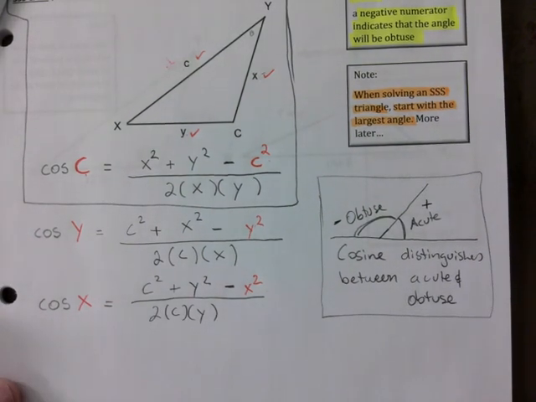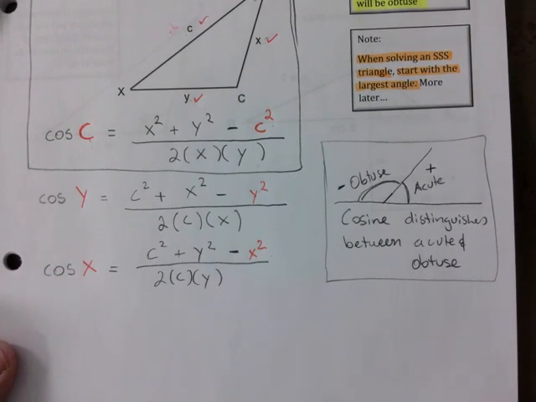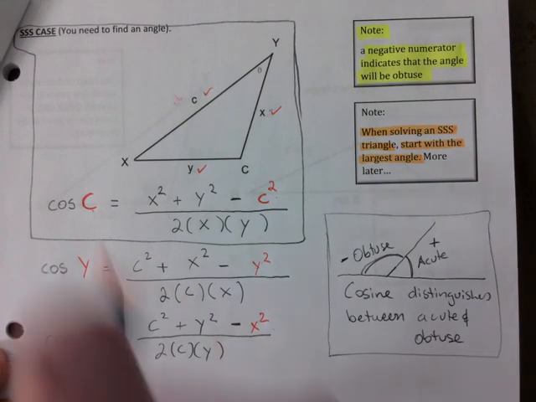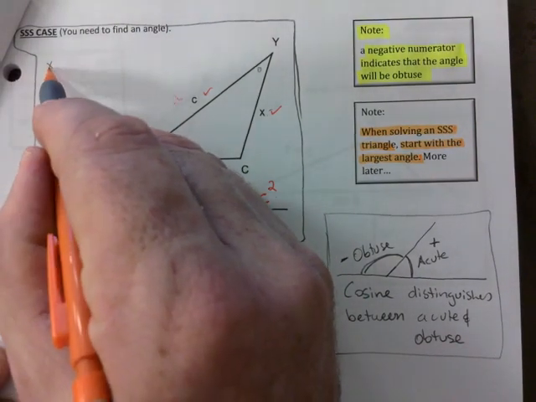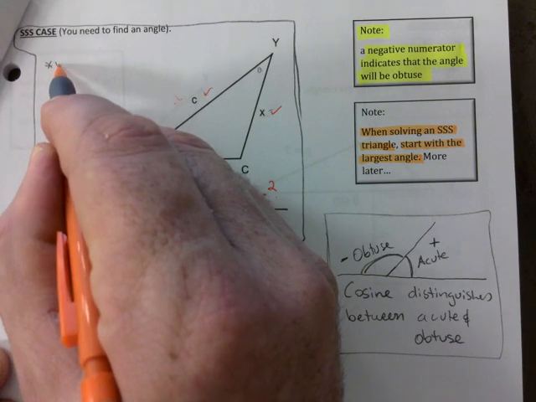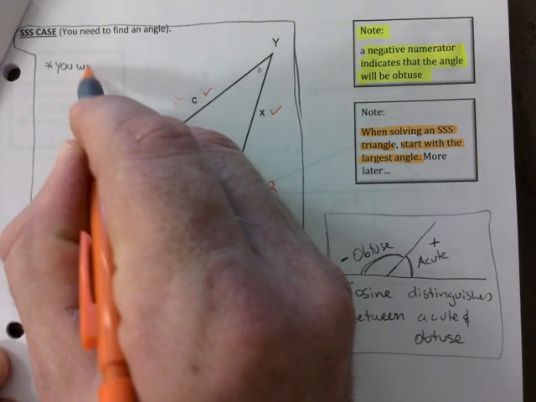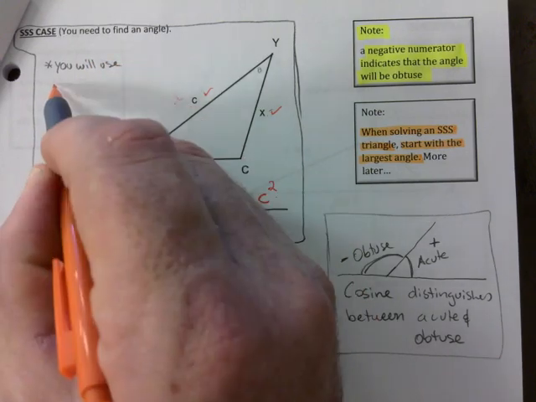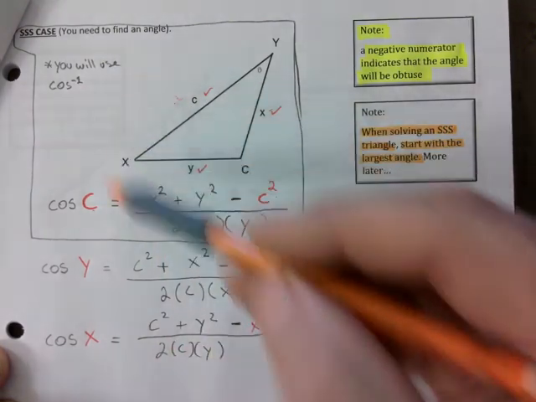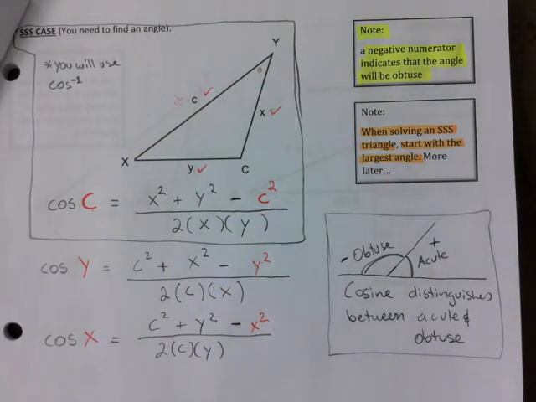Okay. I think I have to add another note. Where am I going to add this? I think I'm going to add it right in here. You will use cosine inverse. If you want to solve that, you have to use cosine inverse at one point at the end. Just before your final answer, you will use cosine inverse when you do one of these.